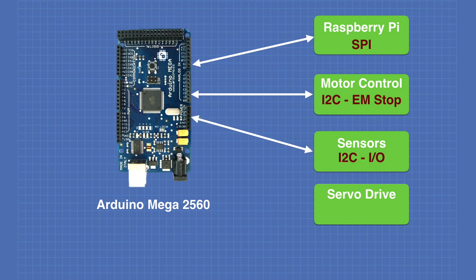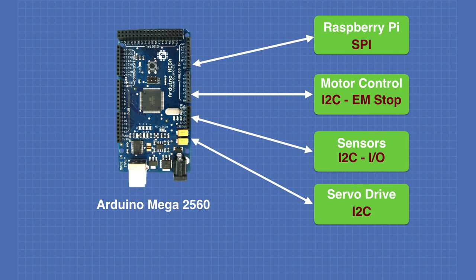The sensors will also connect to I2C, and they'll have an additional I/O line that leads to the Mega2560. Note that the sensors' emergency stops go directly to the motor control board and not to the Mega2560. And the servo driver is a PCA9685 module, and it will connect via I2C as well.